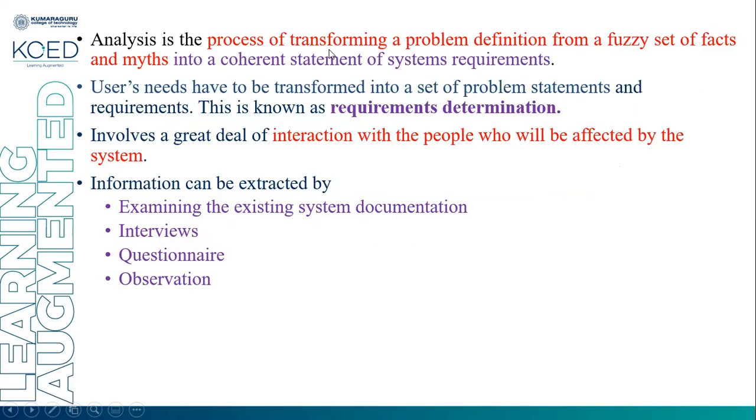Analysis is a process of transforming a problem definition from a fuzzy set of facts and myths into a coherent statement of system requirements. So it may be some facts, it may be given by the user, it may be in the form of myths, but we have to capture it properly into a system requirement. User needs have to be transformed into a set of problem statements and requirements. This is known as requirement determination.